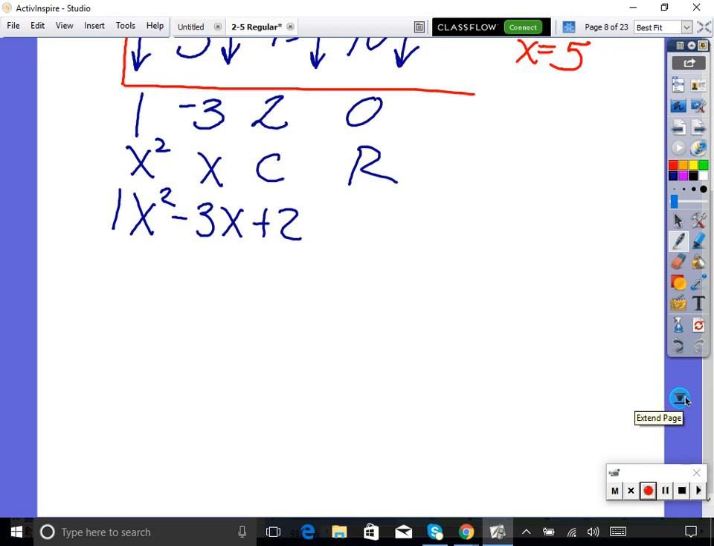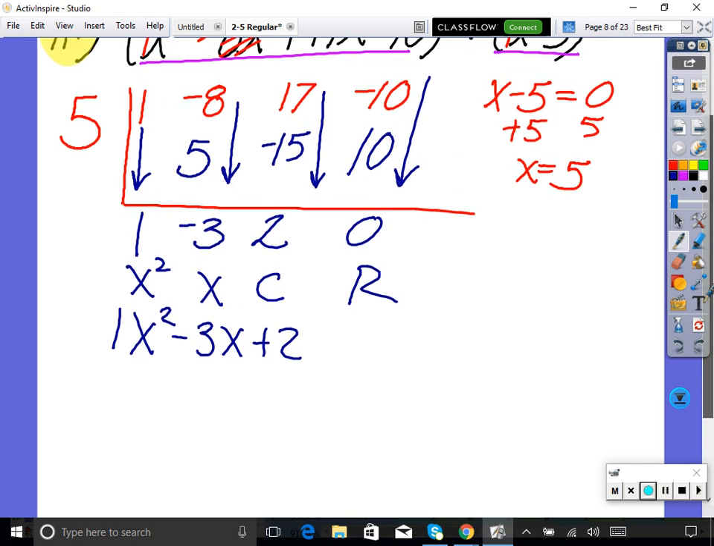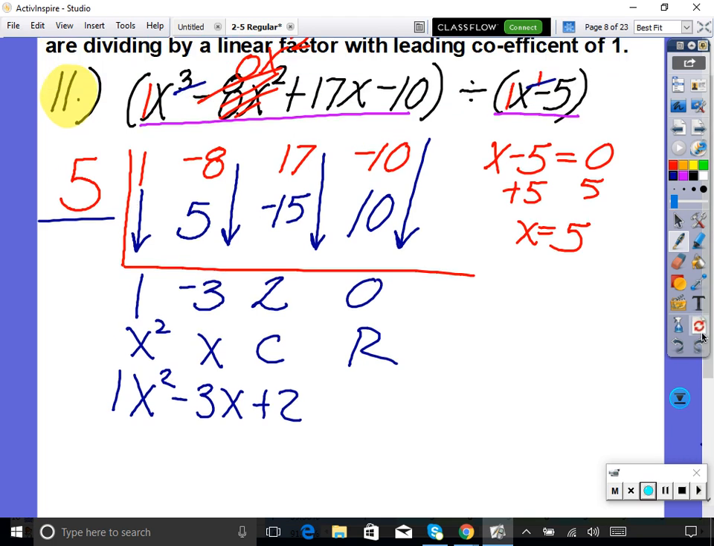So those were just your coefficients. Everybody good? Now I'm going to ask you a question because this is what's important. Since my remainder is 0, isn't it true to say that x equals 5 is a solution of the original polynomial? Yes, we know 5 is a solution of this.